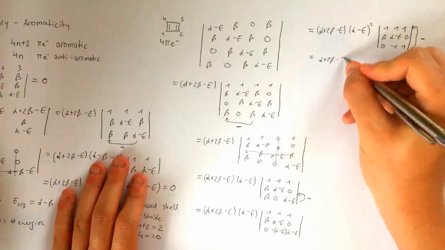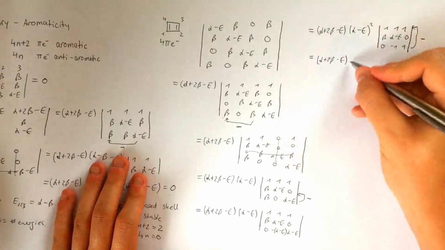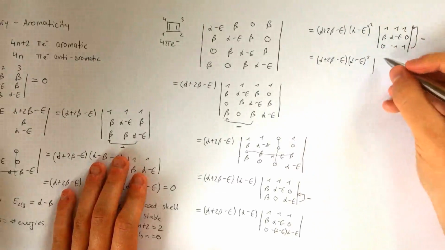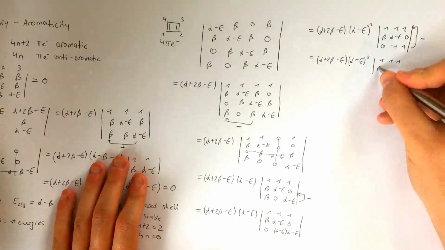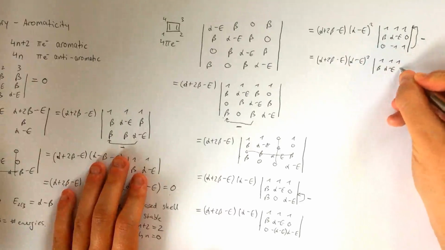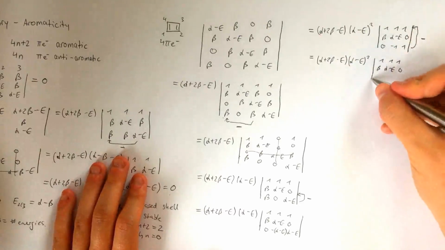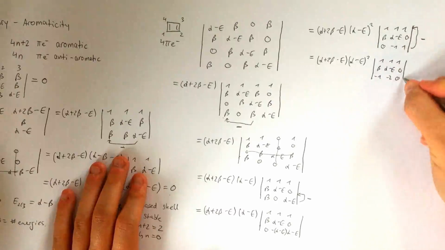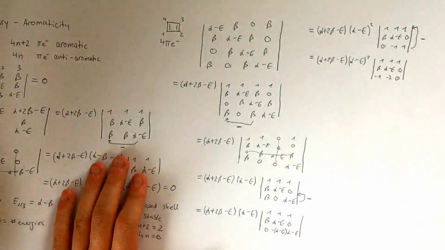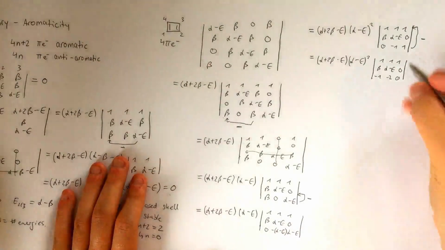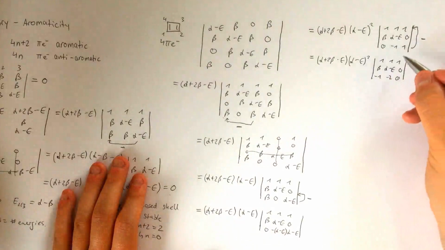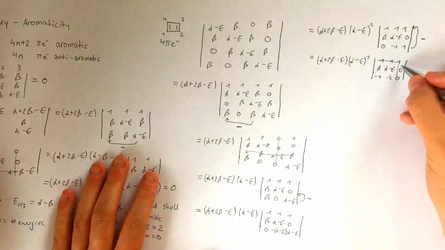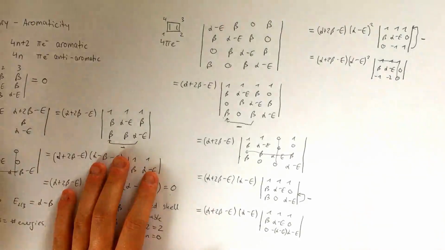Alpha plus 2 beta minus E, alpha minus E squared, and then we're left with 1 1 1 beta alpha minus E 0, and then 0 minus 1 is minus 1, minus 1 minus 1 is minus 2, and this is 0. So that means we can expand across here, which gives us a factor of 1.